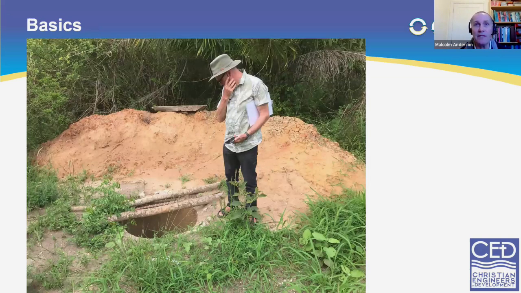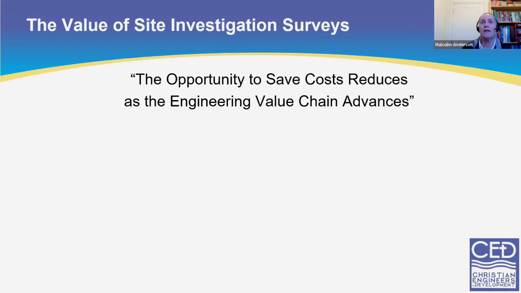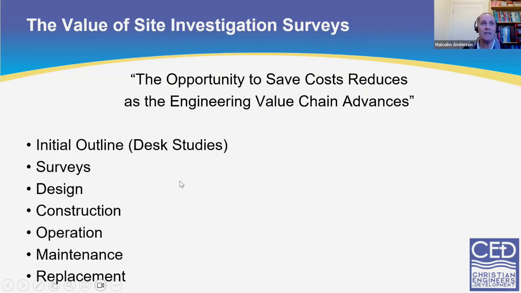So let's start with the basics. As I mentioned in my previous talk, the opportunity to save cost reduces as the engineering value chain advances, which means that the main opportunities to save costs are in the desk study stage and in the site investigation, as in our parlance, the survey stage. And then as you get down to design, construction, operation, the opportunity to save money becomes less and less. The context of the surveys is very important because it basically decides how the water supply for the next 20 to 50 years is going to be set up.